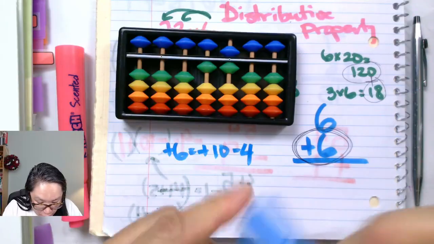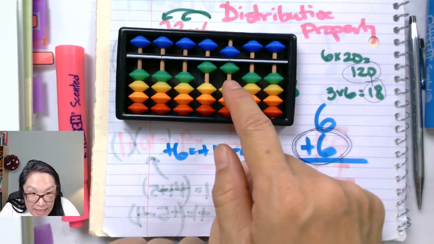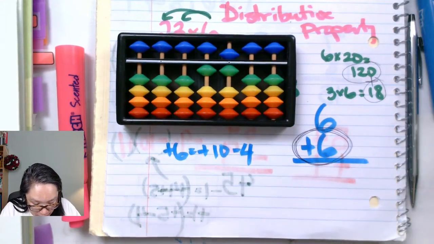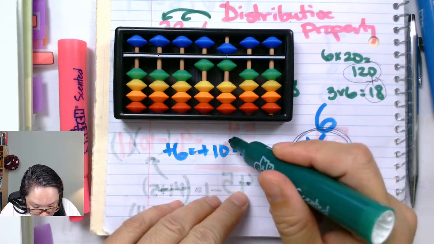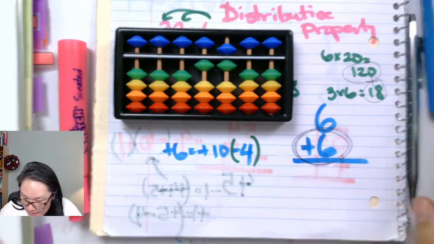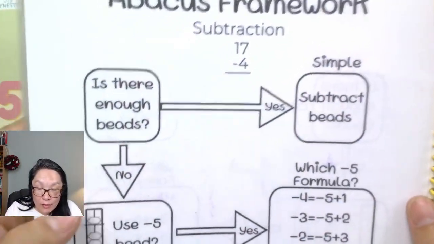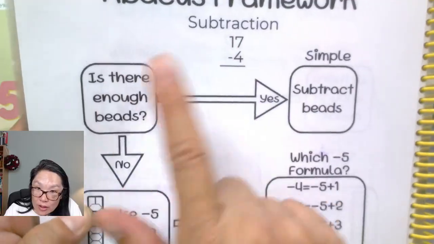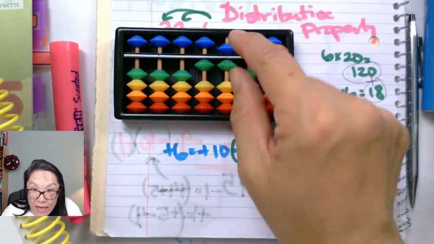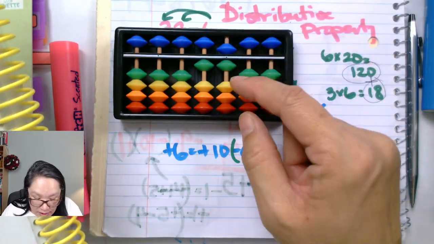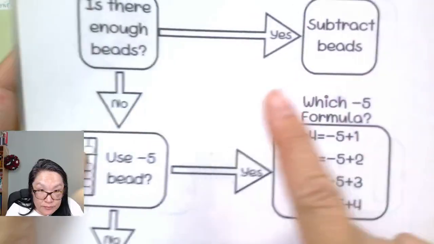Now I have to minus the 4. Can I take away the 4? No, I cannot take away the 4. So what do I need to do? I'm going to put it in parentheses, and I'm going to go back to my framework. Can I add the 4? No. I cannot minus the 4. There's not enough beads to minus the 4.